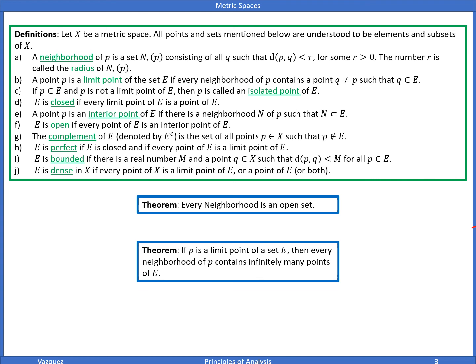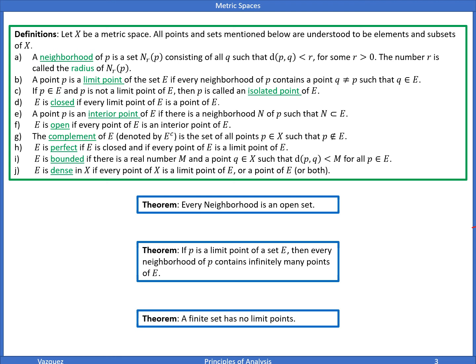Two, if P is a limit point of a set E, then every neighborhood of P contains infinitely many points of E. That proof shouldn't be too hard either. Finally, a finite set has no limit points. Intuitively, these should make sense, but of course, we can't just go off of that. We would need to show proof. But like I said, I'm going to skip these. They're not as constructive or as useful for this lesson.